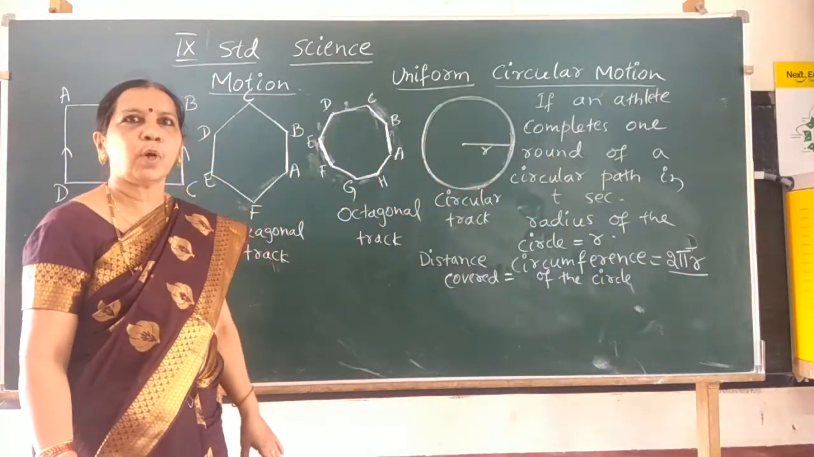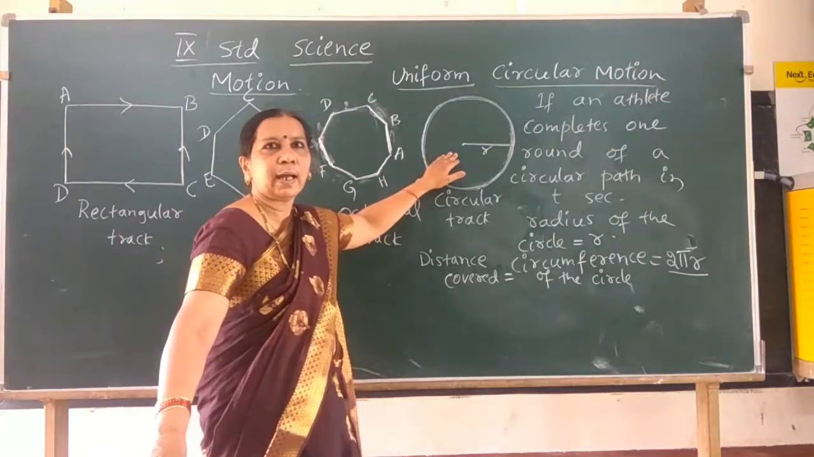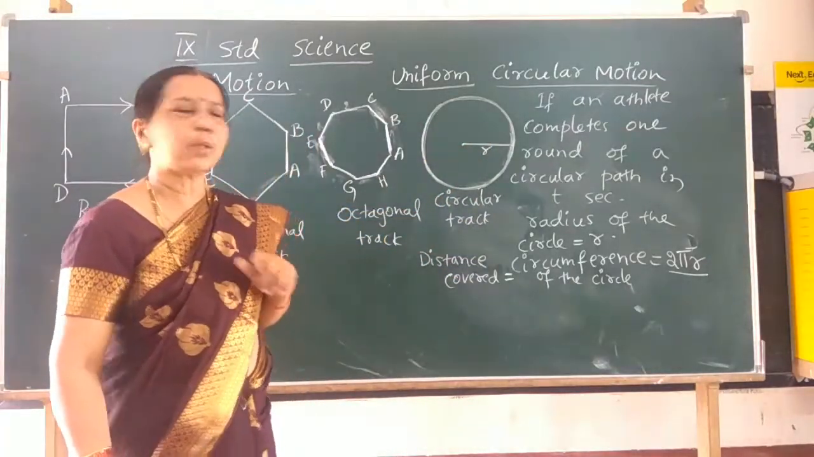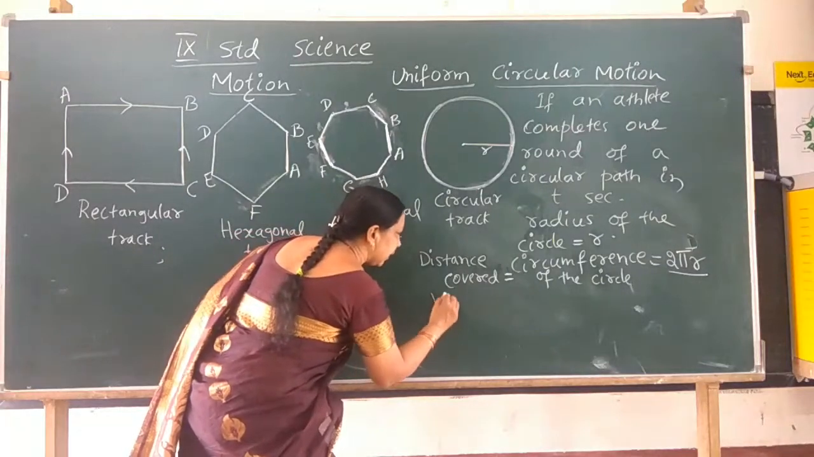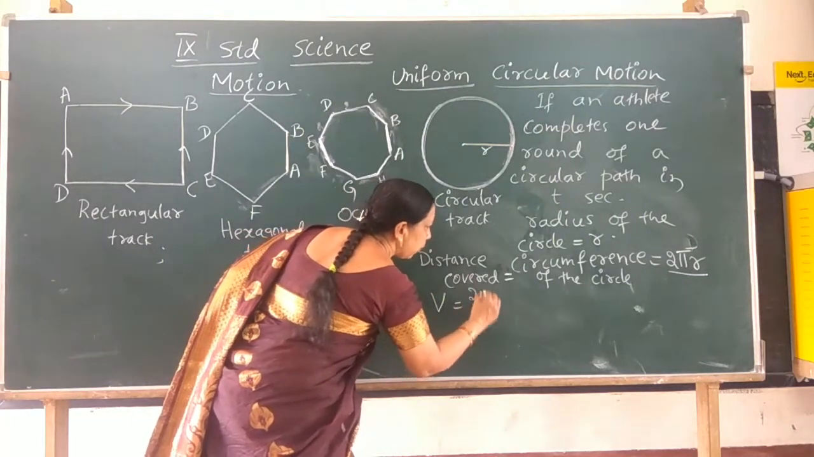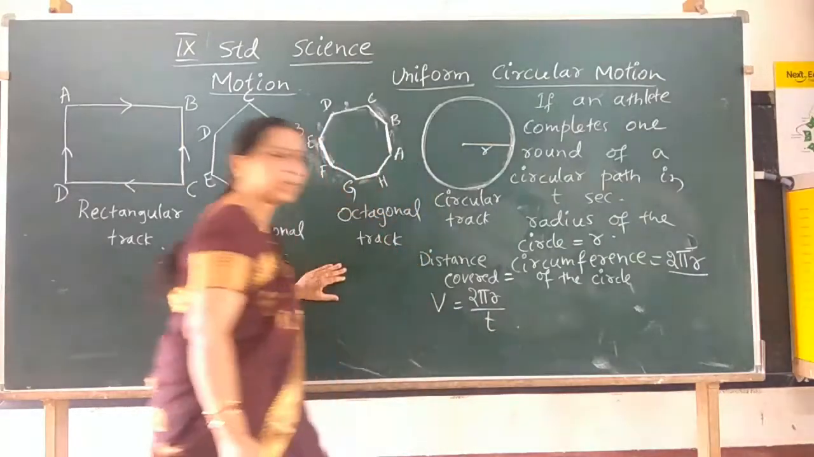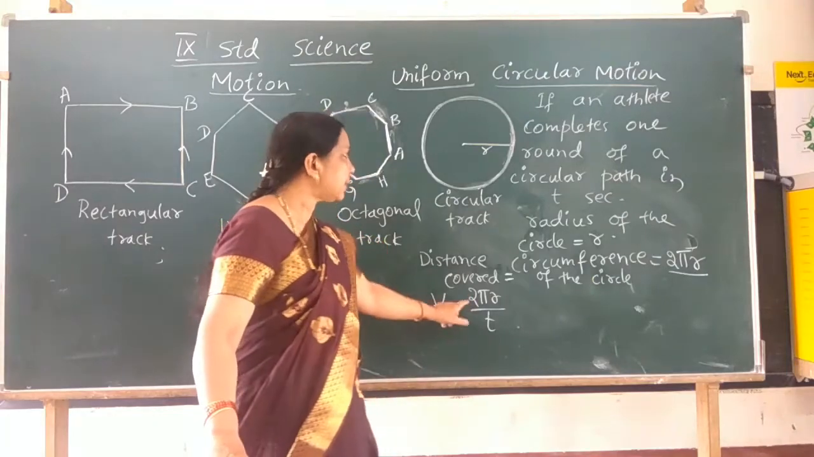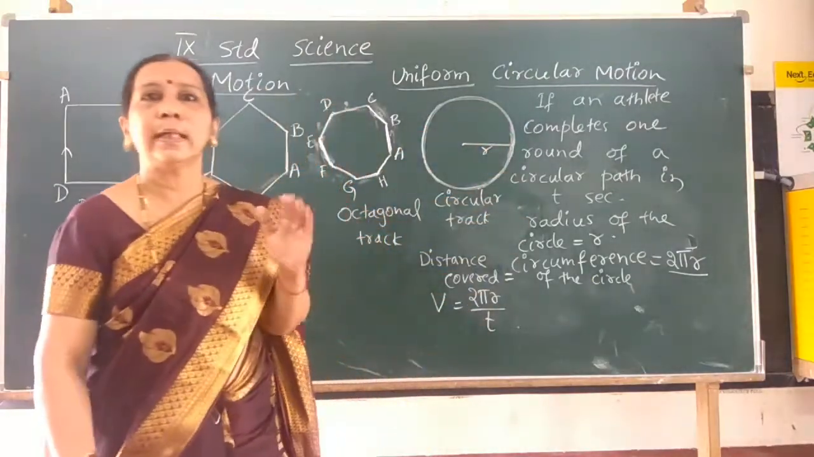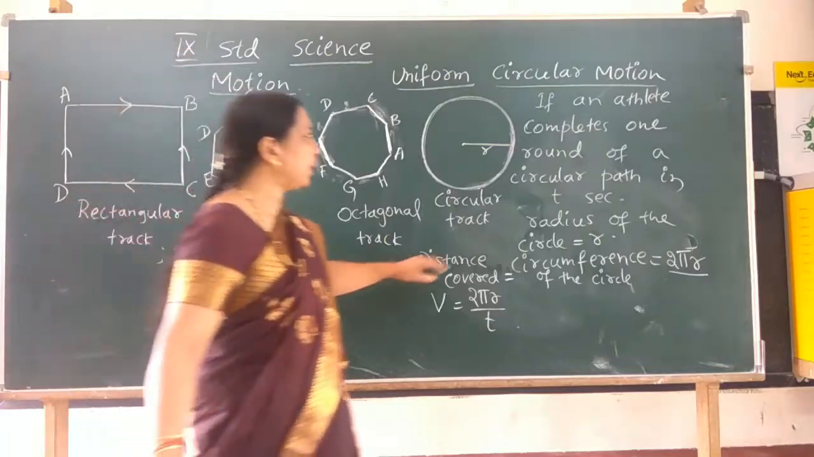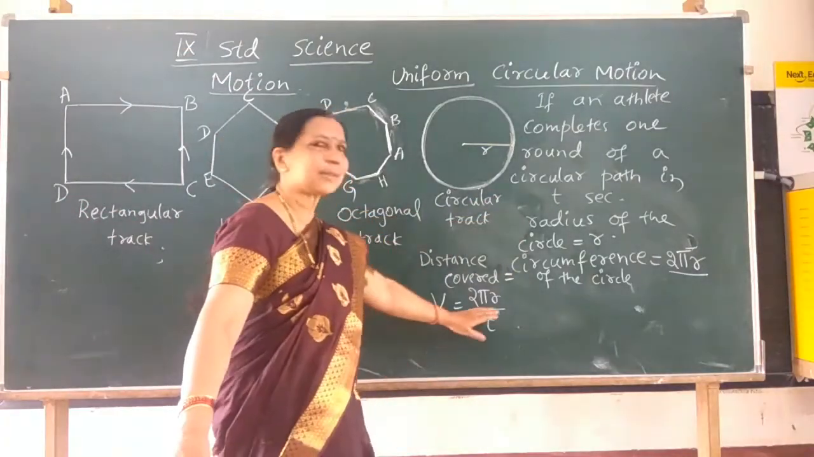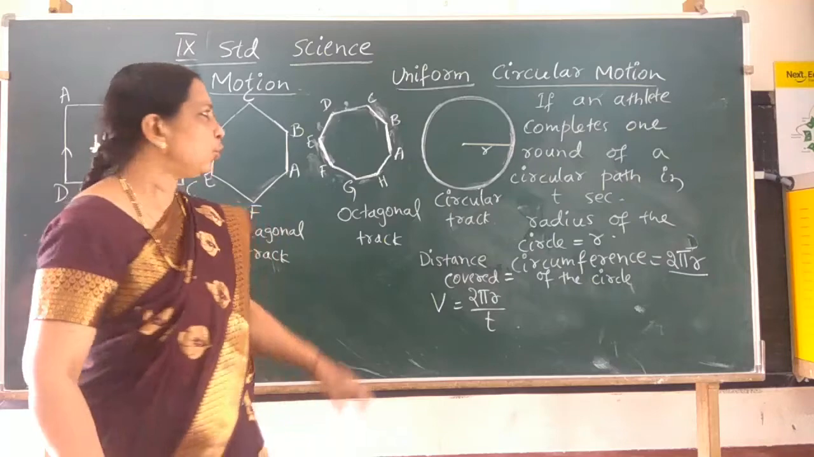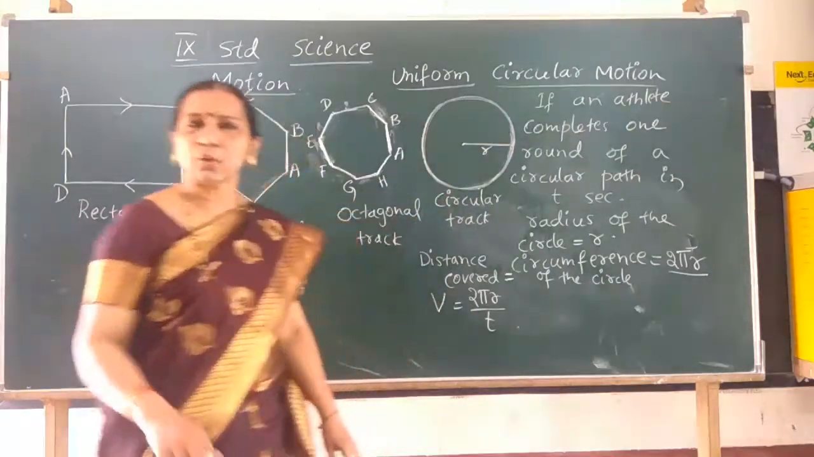Now can you tell me what is speed given by? If an object or an athlete is traveling in a circular path, what will be the speed? Speed v is given by 2 pi r divided by time t. So speed v is given by 2 pi r, distance covered, by time taken. Distance covered in case of a circular path is its circumference. One round to complete he takes t seconds. So speed is given by 2 pi r by t. So using this formula you can find out speed in case of a circular path.